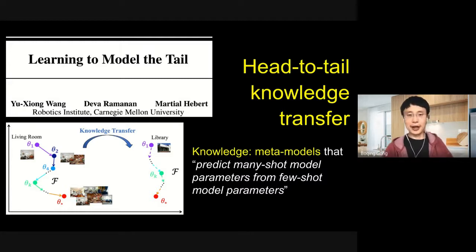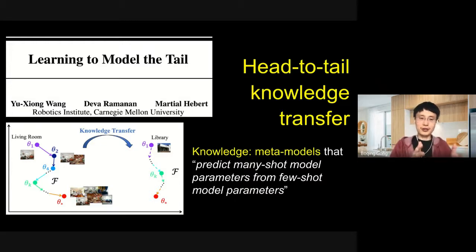This comes to the last set of techniques for LTVR. I call it knowledge transfer, because we can have a lot of useful insights from the many-shot classes in the head, and some of those insights will help us learn from the tail classes. The key is how to represent the insights as transferable knowledge. In this paper, the knowledge is essentially a meta model that predicts the many-shot model parameters from few-shot parameters. As you can see, we can artificially create some training examples using the many-shot learning classes.